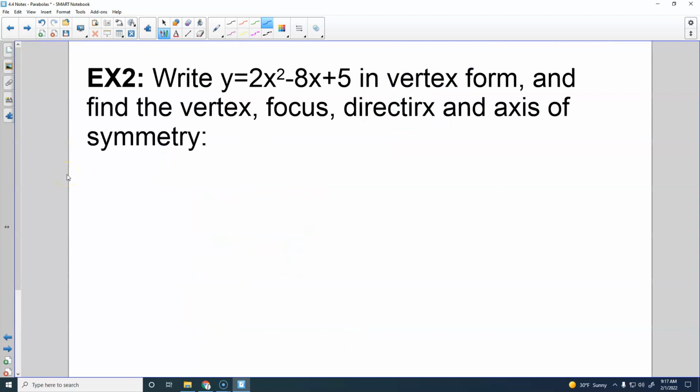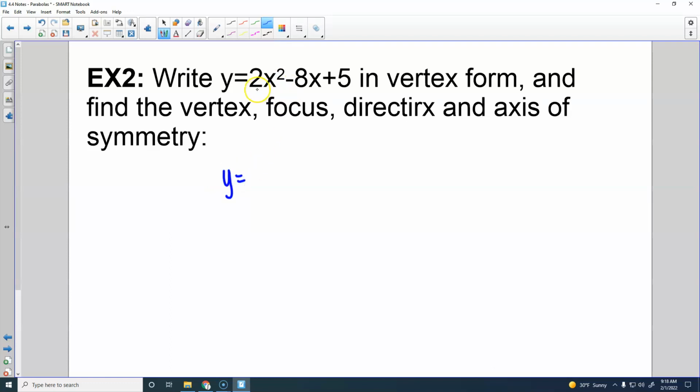So let's do one where we actually have to put it in vertex form, because that last one was in vertex form for us. This one is just in standard form. It's just given in ax squared plus bx plus c form. So we're going to have to put it in vertex form. It's going to be a lot like we did with circles and ellipses, where we have to complete the square, but a little bit different.